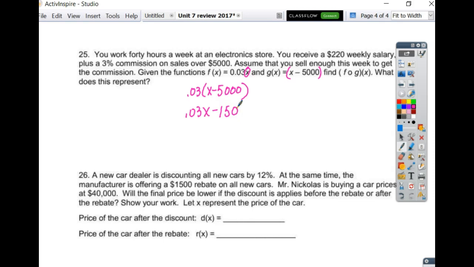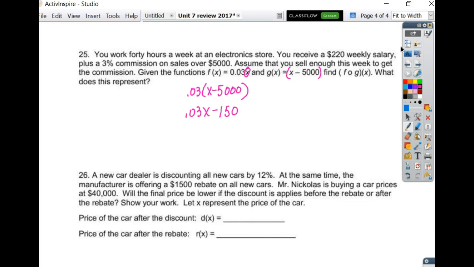Is it 0.03 times 5,150? Somebody double check me. Yes? Okay. So that's the answer. Do not skip these problems because of the words.